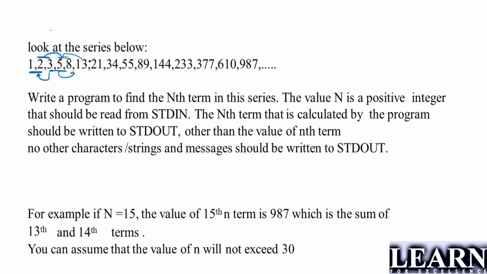Yes, very good. And look here, that has been explained here. For n equals 15, the value is 987, which is the sum of the 13th and the 14th term. All right. And they have told n value will not exceed 30. They have given the condition also. N value will not exceed 30, so we can assume that. Yes, fine. How are you going to work with this?